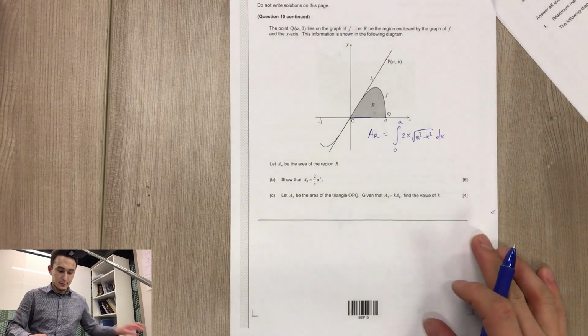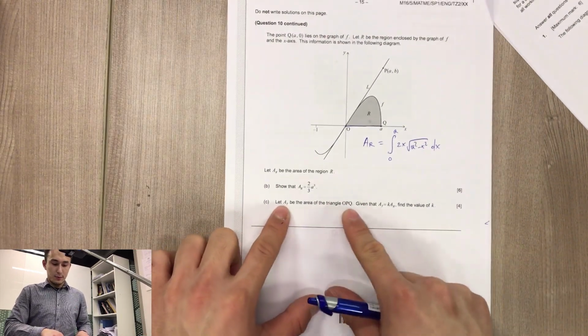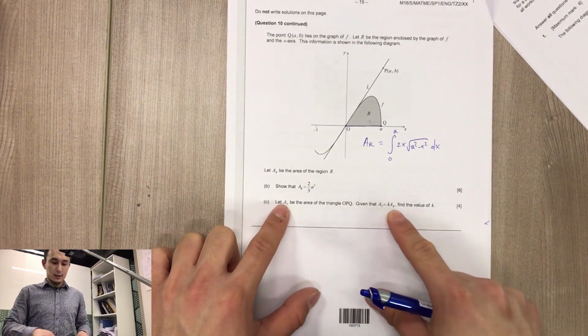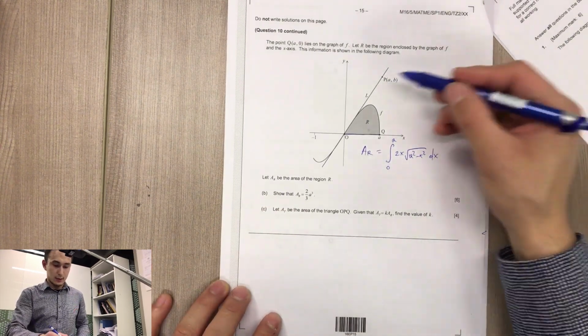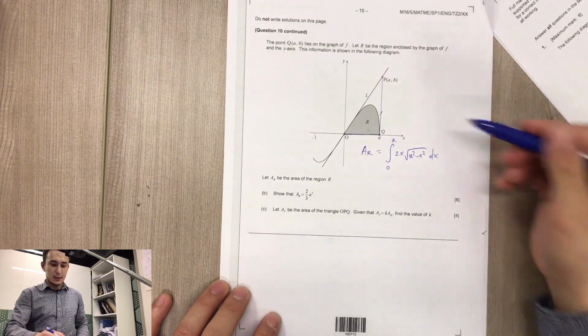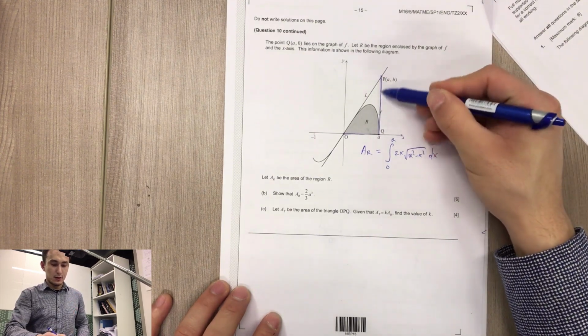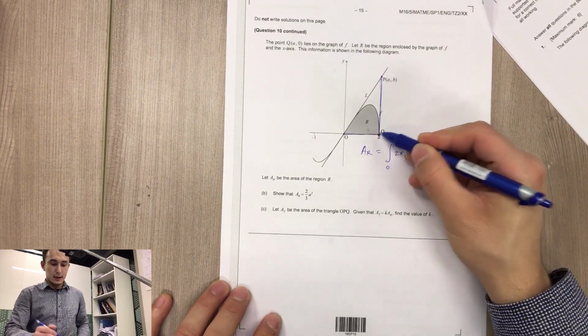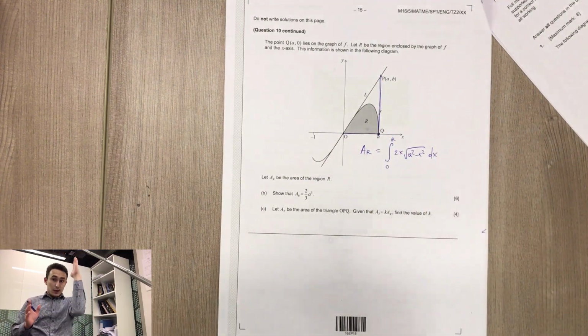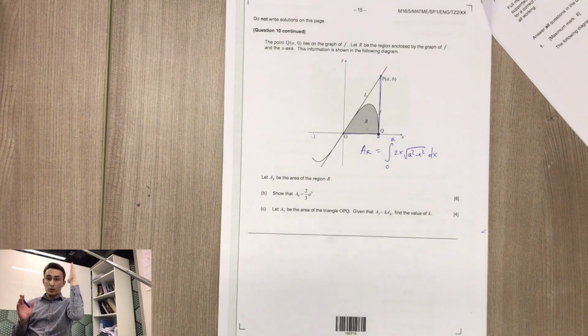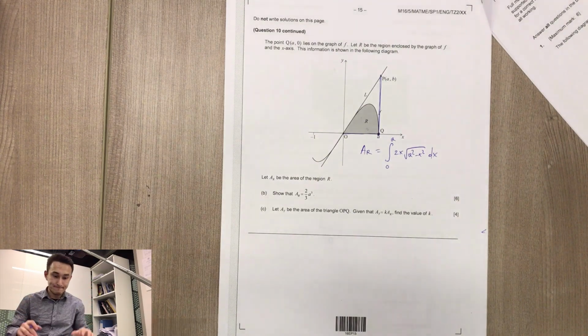Okay, so the last one. Let AT be the area of triangle OPQ. Given that AT is equal to K AR, find the value of K. Now, where's the OPQ? Is this triangle, right? Now, as you can see, this PQ is a vertical line, because Q has x-coordinate of a, and then P has x-coordinate of a. So it's just a straight line, right? The x-coordinate of both of the points is a.